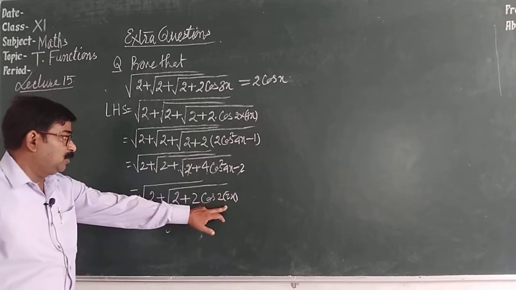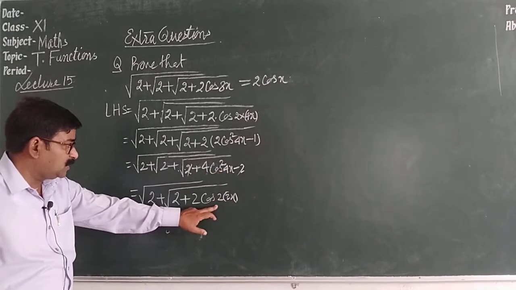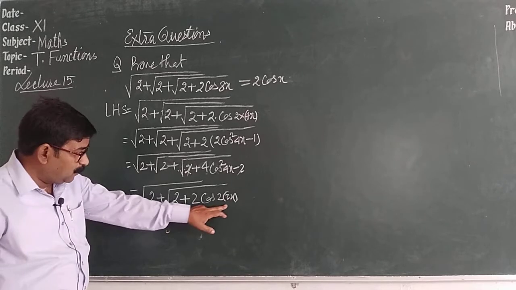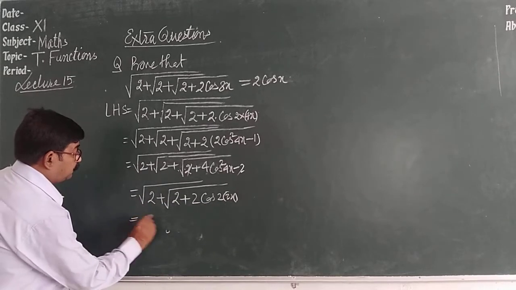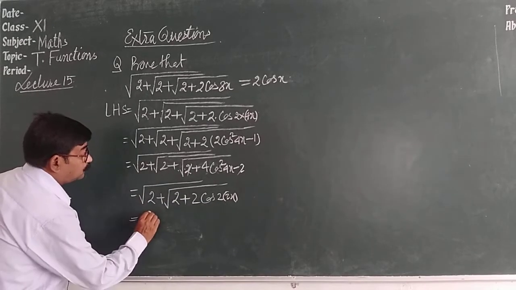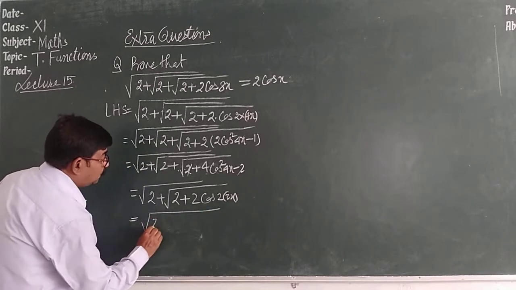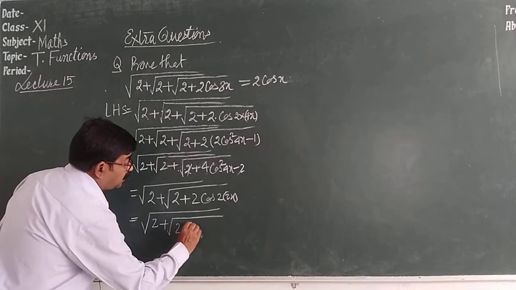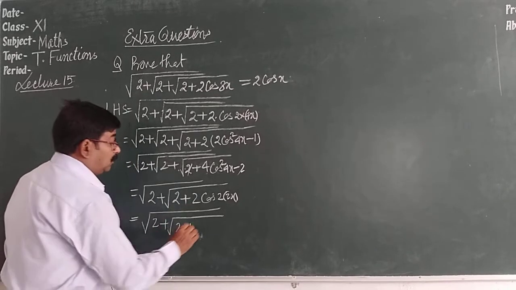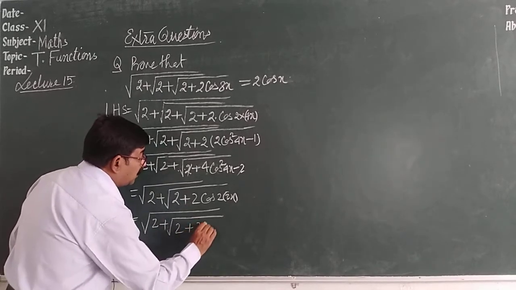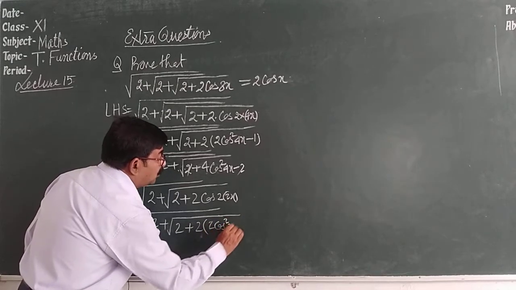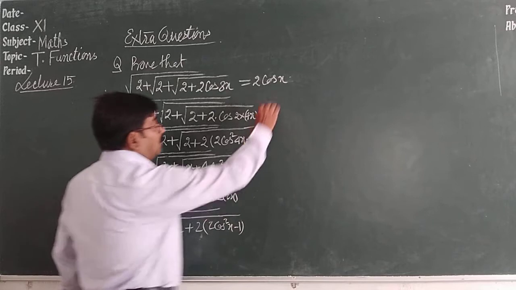Cos 4x can be written as 2 into 2x. Square root of cos square x is cos x. Cos 4x is this, 2 into 2x. Again this can be broken using the formula. See, 2 plus under root 2 plus, this will be 2 times of 2 cos square 2x minus 1.